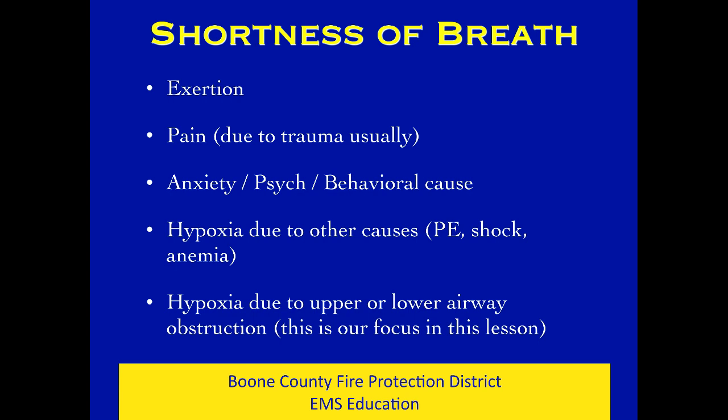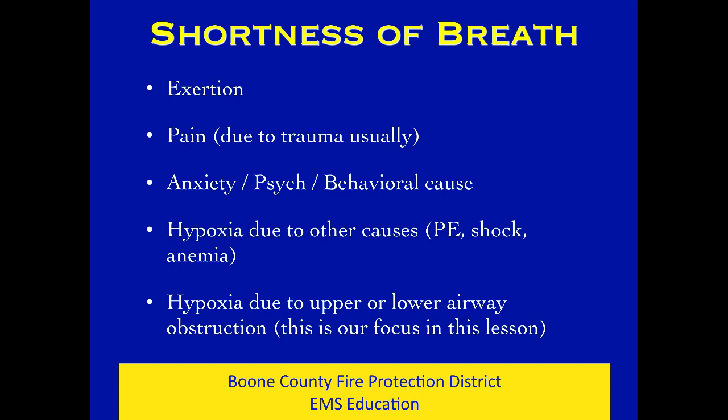Shortness of breath could also be from hypoxia, and hypoxia can come from a number of things. Pulmonary embolus, we'll talk about here in a minute, could be just from shock, or anemia. Anemia would be when you are low on red blood cells. So even though you have normal blood volume, perhaps, you're low on red blood cells. Or maybe you have low blood volume, and so there just aren't enough red blood cells to transport the oxygen around.